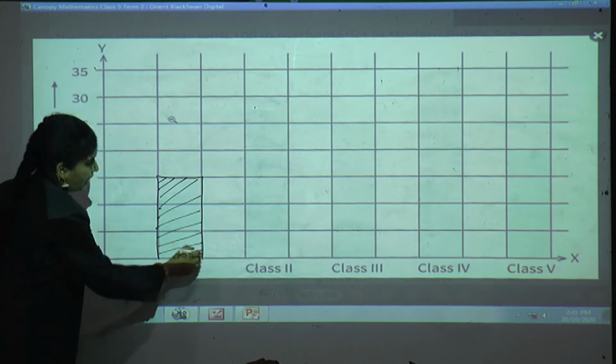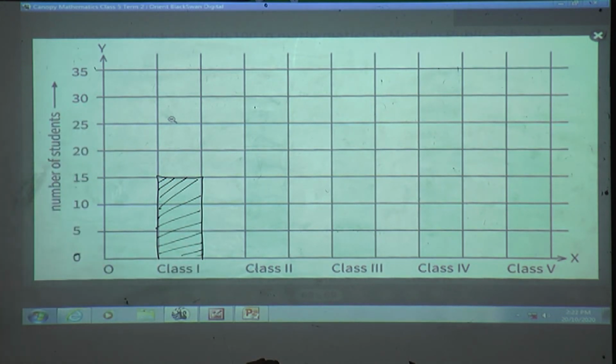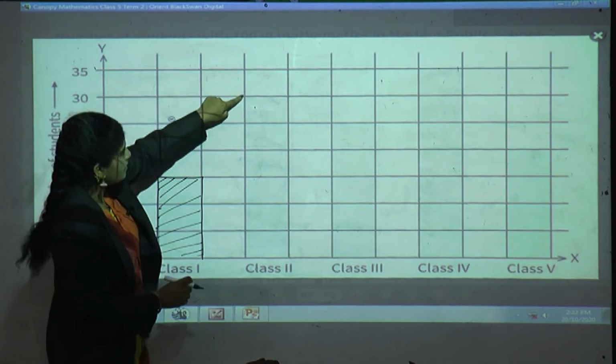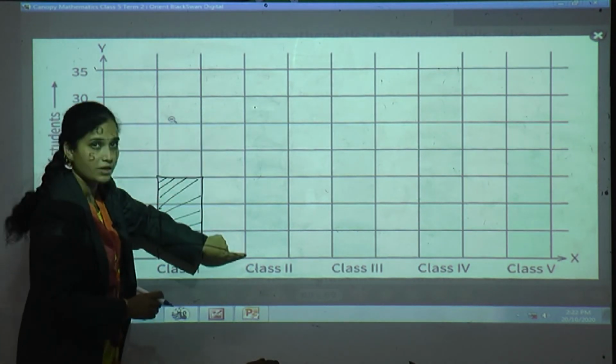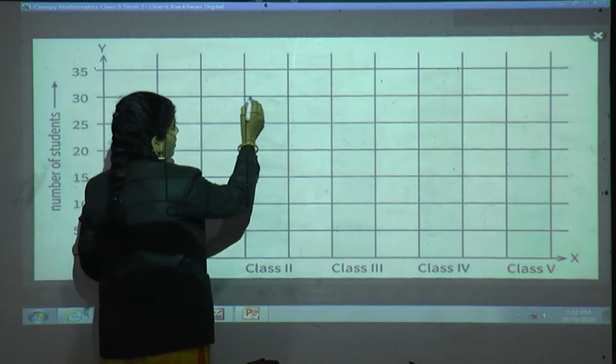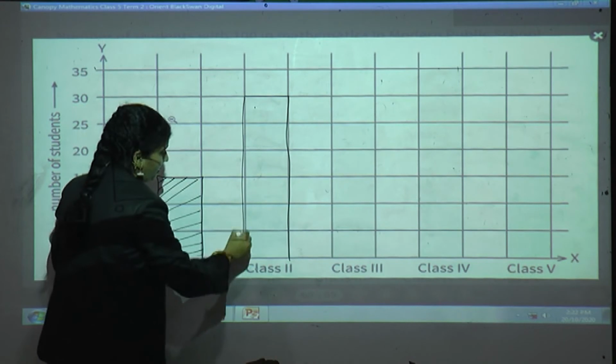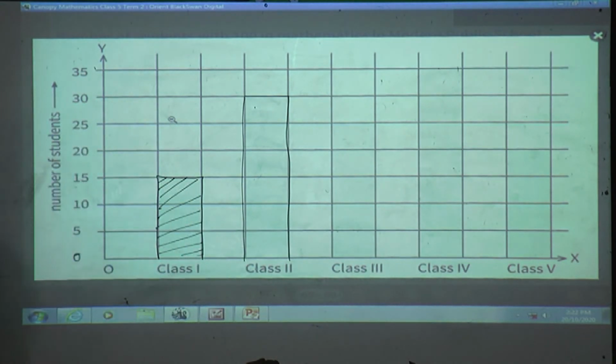Okay. Now, class 2. In class 2, 30 students got 100 marks. So, see where it is 30 here. And see where class 2 is here. So here I can draw the bar on the graph. See. Same for class 3.